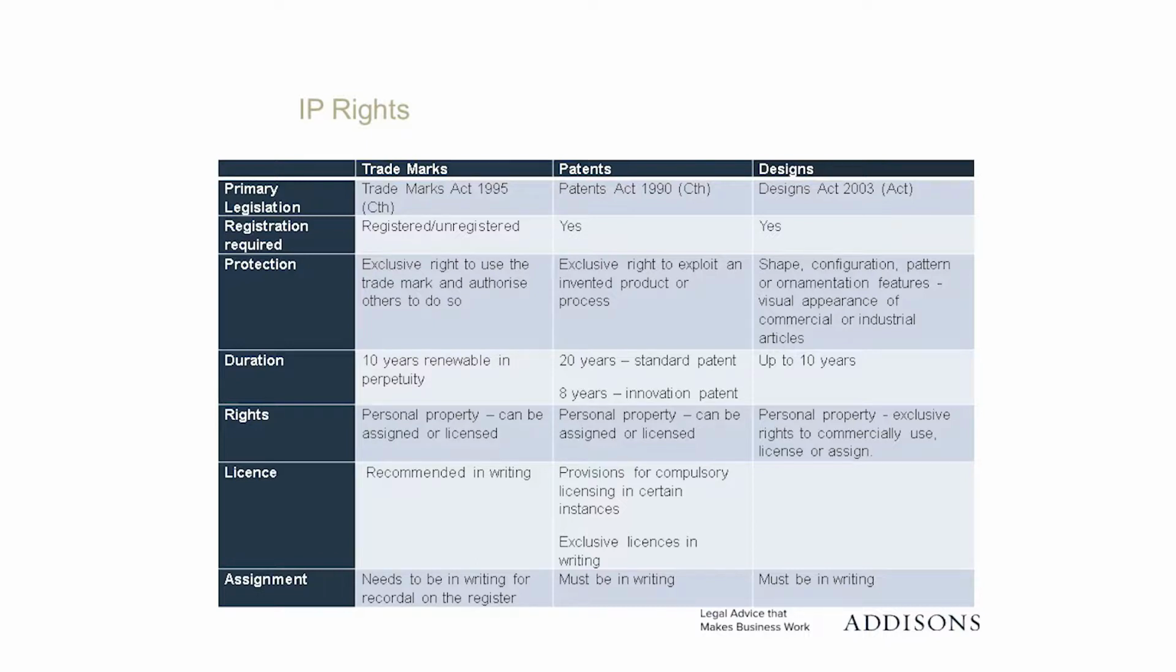The next area we wanted to talk about was patents. Patents are granted under the Patents Act in Australia, and they confer on the patentee the exclusive right to exploit the invention. In Australia, we have two types of patents. You can have a standard patent or an innovation patent. And recently there has been discussion about basically no longer having innovation patents. They're still around at the moment, but it is something to keep an eye on.